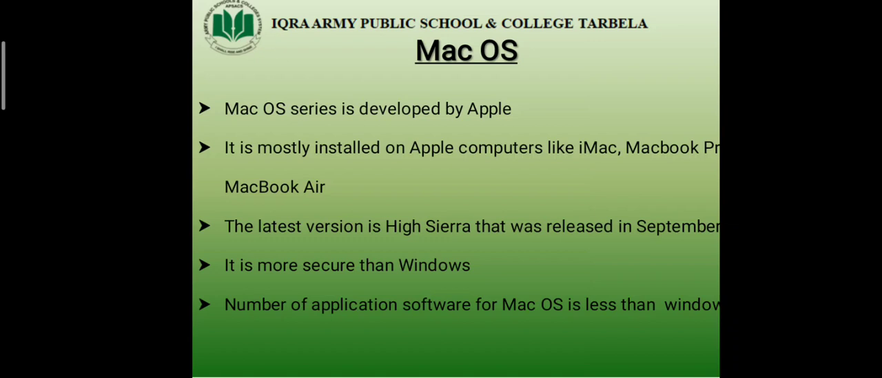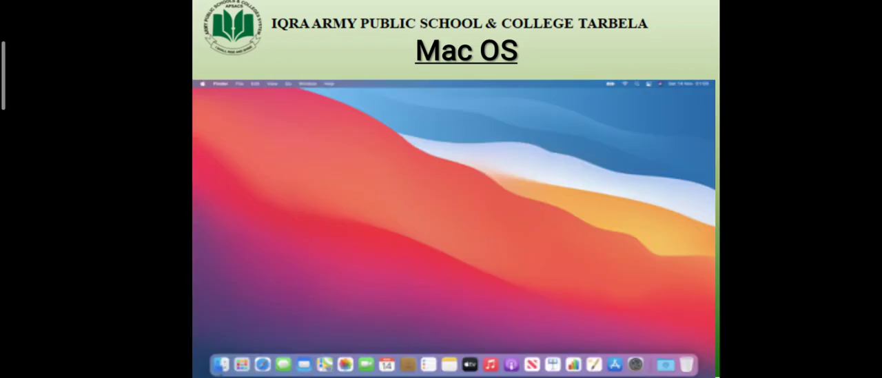When we talk about the Mac hardware and software, they work together with minimum problems. If you have ever used Mac OS, you will see that the problems will be minimum with the hardware and the software when we compare it with the Windows operating system. However, Mac OS is not as widely used an operating system as Windows. The number of application software for Mac OS is less than Windows operating system. You can see the interface of Mac operating system on your screen.